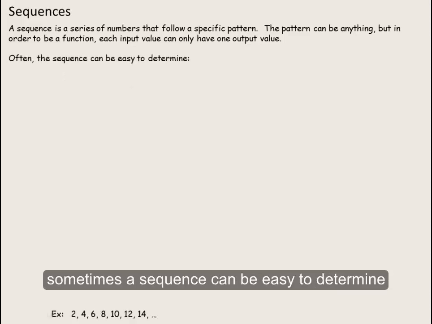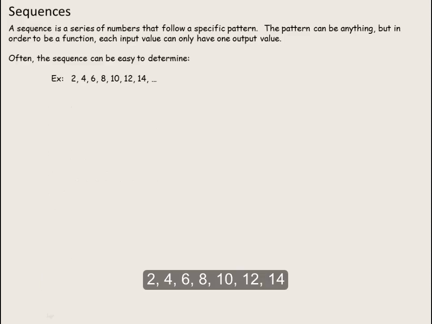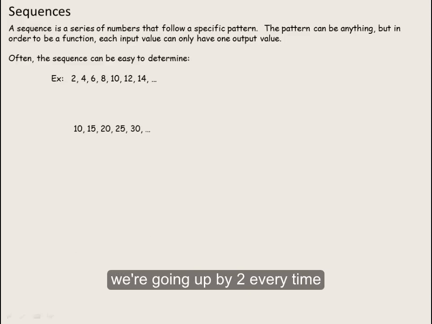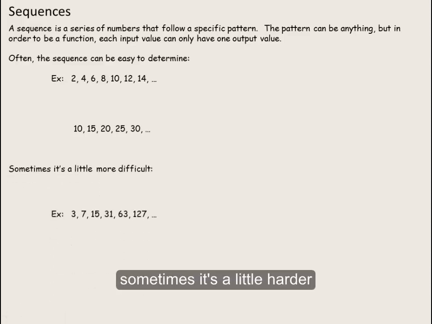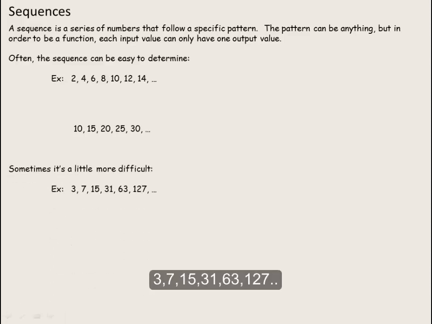Sometimes a sequence can be easy to determine. 2, 4, 6, 8, 10, 12, 14. We're going up by 2 every time. 10, 15, 20, 25, 30, going up by 5 every time. Sometimes it's a little harder. 3, 7, 15, 31, 63, 127.